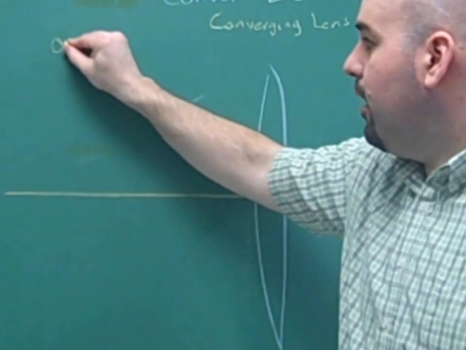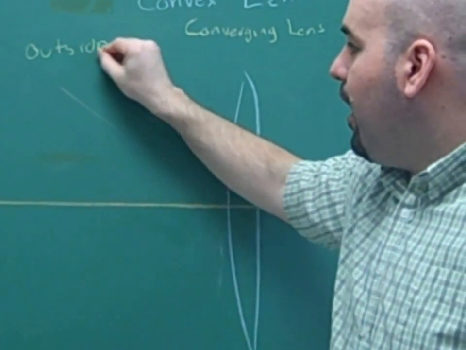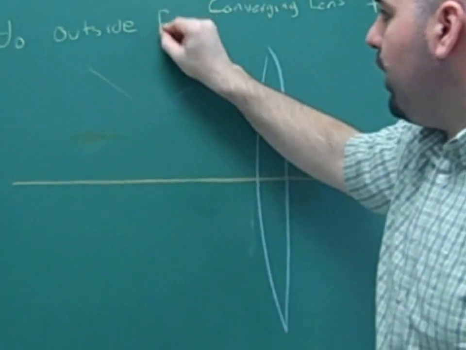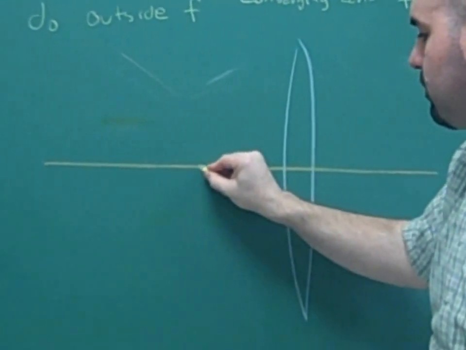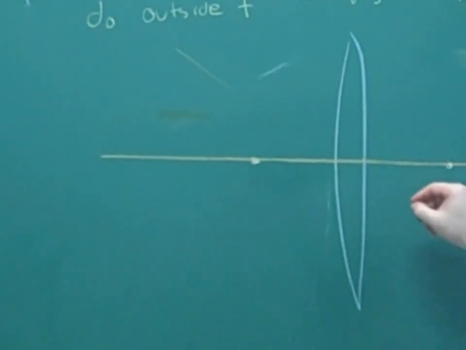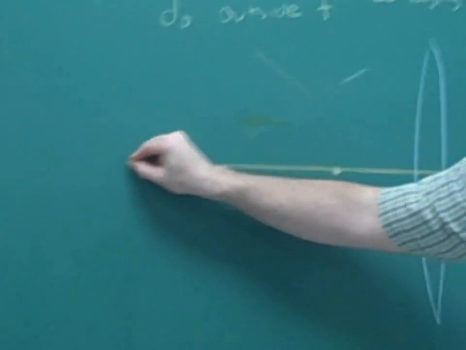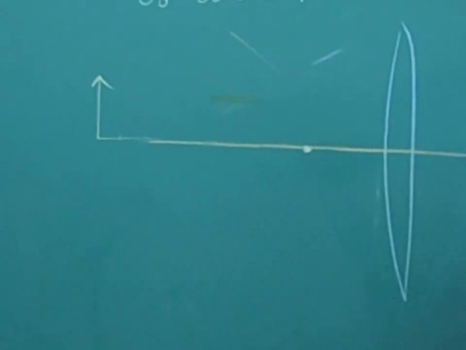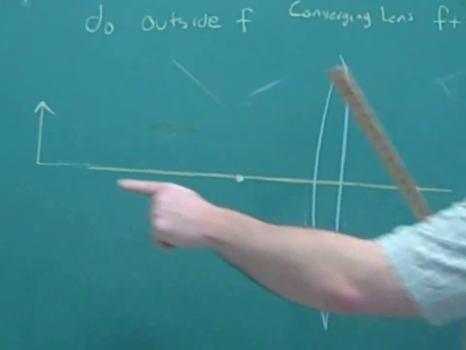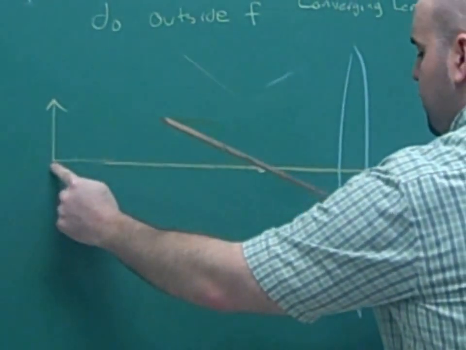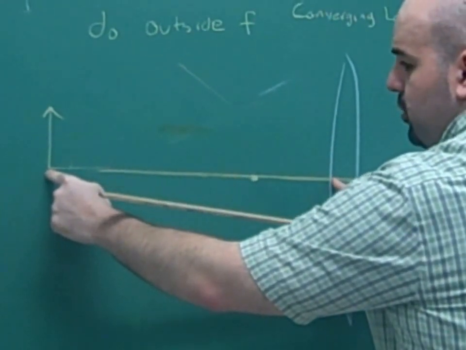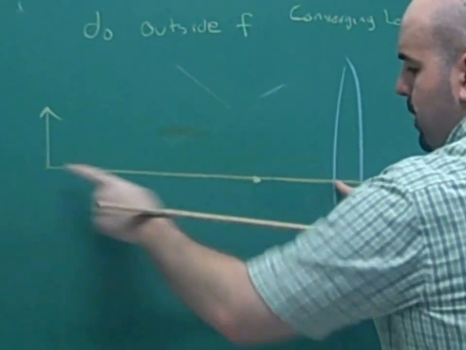Let's do DO outside the focal length. They're equally spaced as best you can. And I'll put the object way out here. DO is from the object to the lens, technically the center, but pretty much it should be the same. This is the focal length.